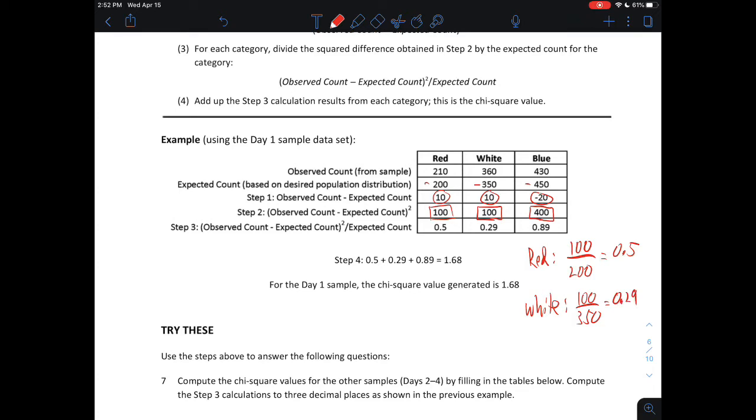They've rounded to 2 decimal places because you can see that our table is running out of room here. And then finally for blue, they took what was boxed up, 400, divided by what was expected, 450. So 400 divided by 450 gives you what they've rounded to, 0.89. So that's where those 3 numbers came from. Then the last step is adding those 3 up, and the chi-square value generated is 1.68. So for day 1, chi-squared is equal to 1.68. We're going to do those exact same steps for the other 3 days.